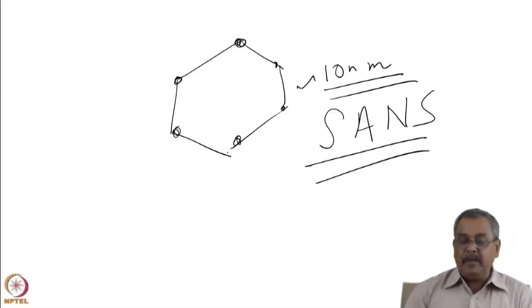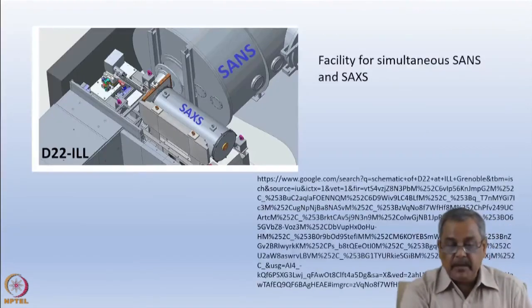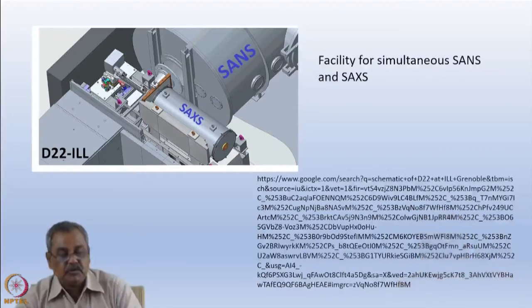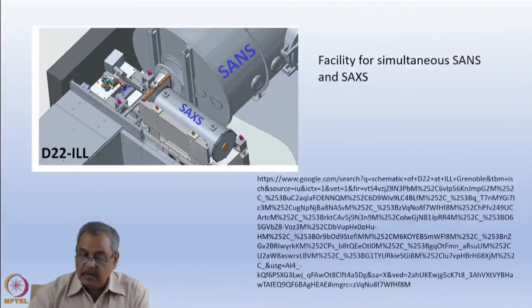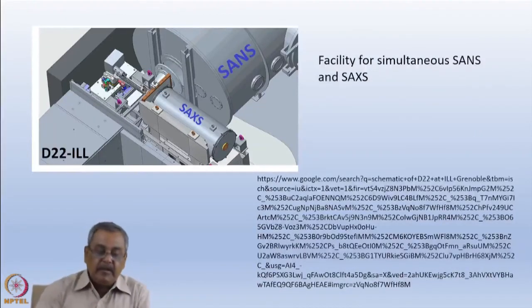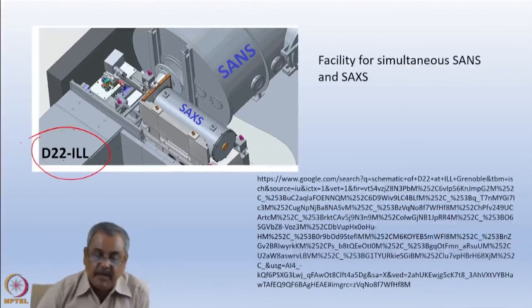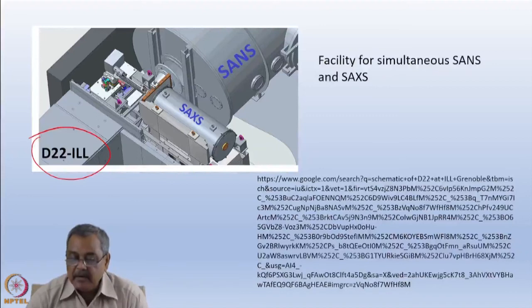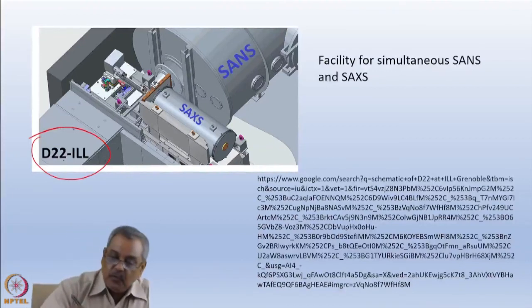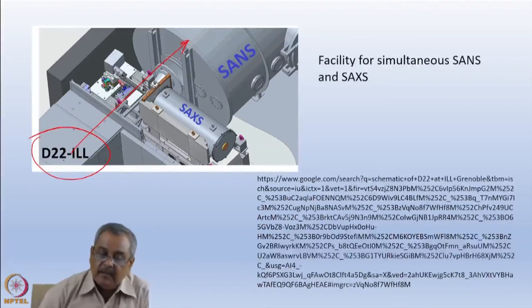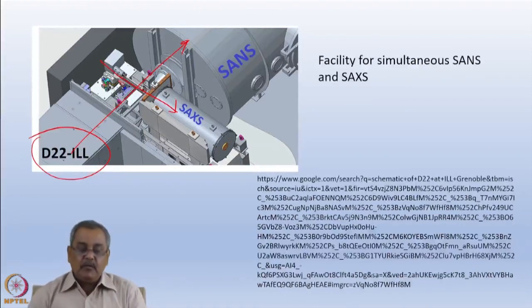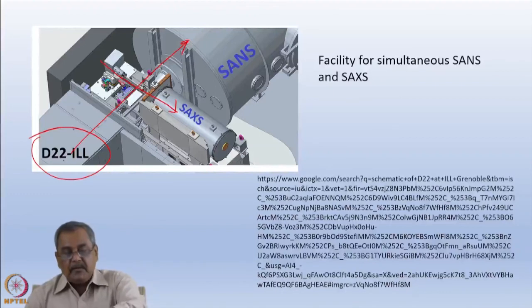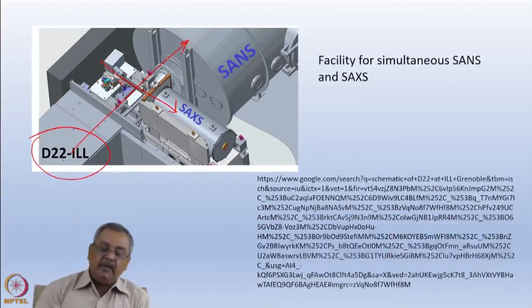Now I will give you a very, very interesting example. Okay, I overshot a little. Before I talk about the vortex lattice, I should have mentioned this. I'm sorry about this. Actually, in the case of D22 at ILL, you have the facility of doing small angle neutron scattering and small angle X-ray scattering simultaneously on the sample. So you can do SANS in this direction, and on the same sample, you have a small angle X-ray machine which detects the SAXS data in this direction. So you cross the sample with the neutron beam and the small angle X-ray beam, and you can do in situ studies, and later you can stitch the data.